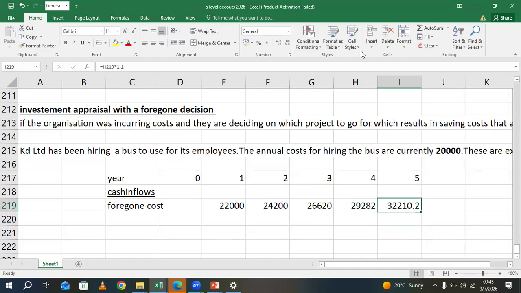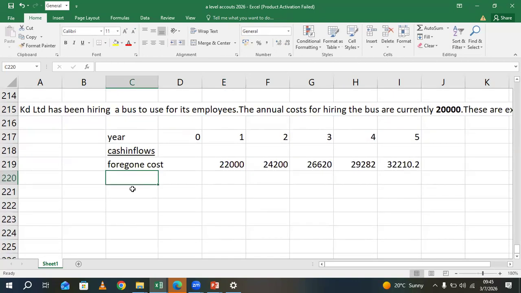Let's just round to the nearest whole number there. But in accounts, I think one decimal place is okay still, because money is rounded to two decimal places if the question is silent. So these are the cash inflows.